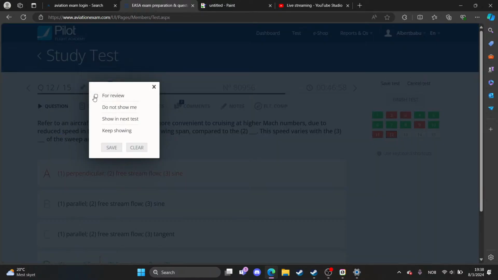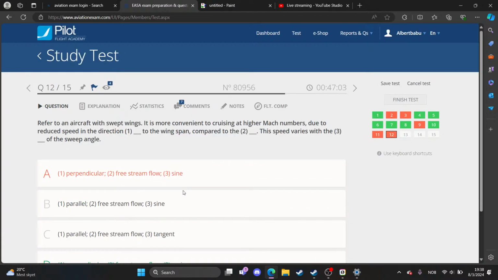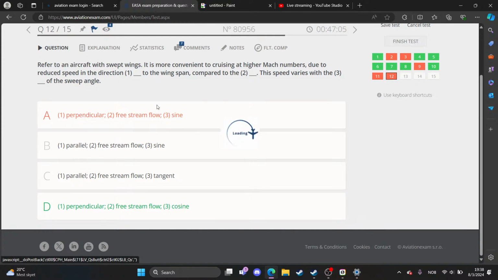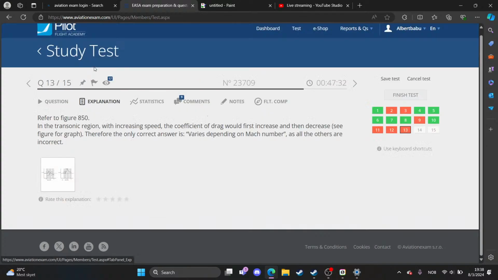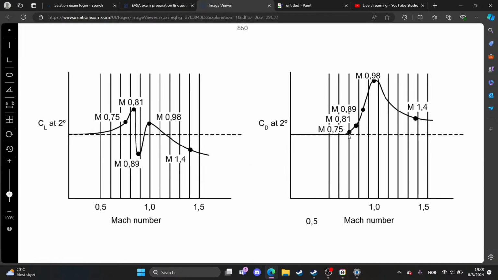Just gonna have to remember this one. How does the coefficient of drag change in the transonic region above M crit? Oh, how did that one go again? It decreases with increasing Mach number. Varies depending on Mach number. That's the one I'm thinking about.